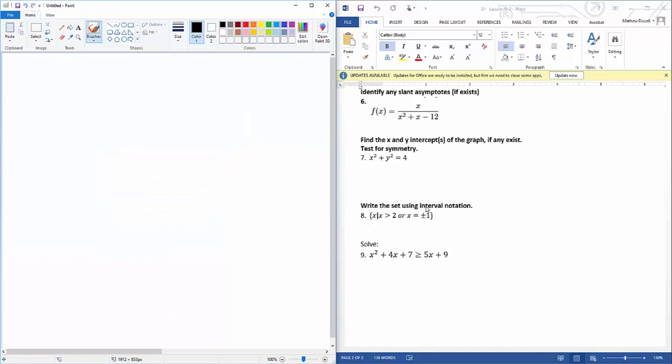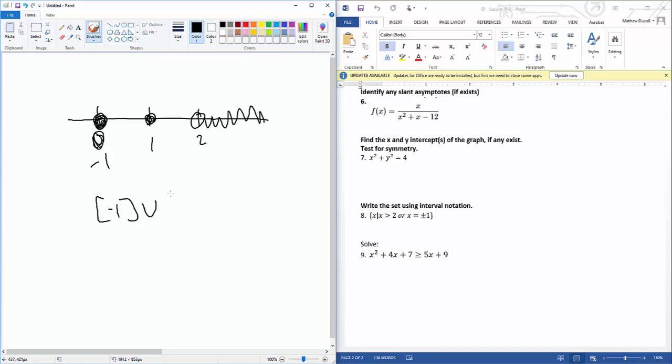It says write the set using interval notation. So I have x is greater than 2, so here's 2, and then I have an open circle at negative 1, and equals, so a closed circle at negative 1 and a closed circle at positive 1. So in interval notation, that's going to be negative 1, union, 1, union, 2 to infinity.